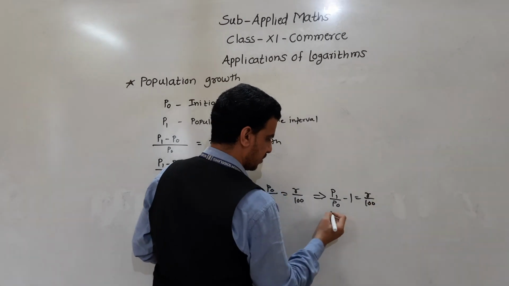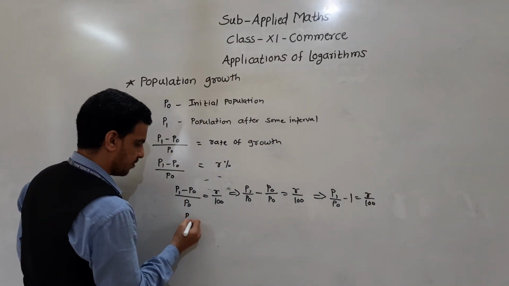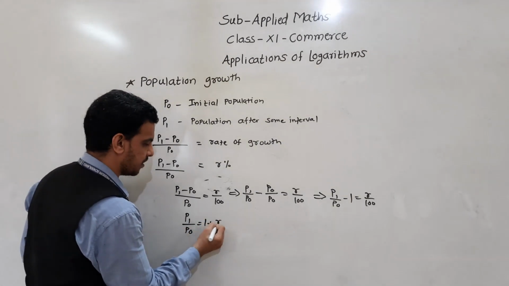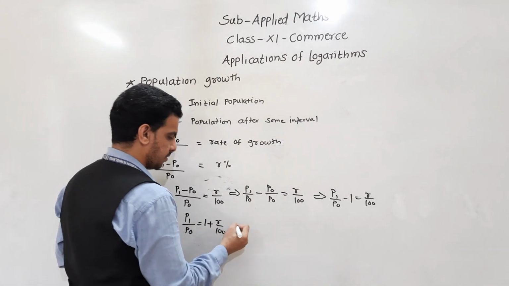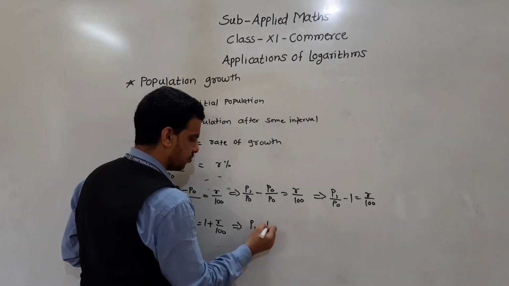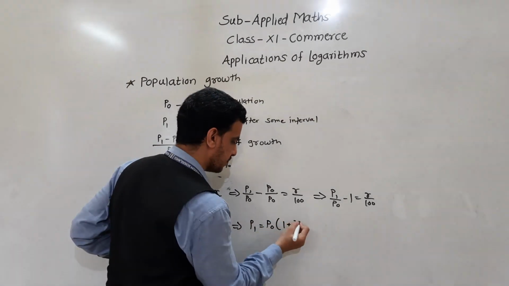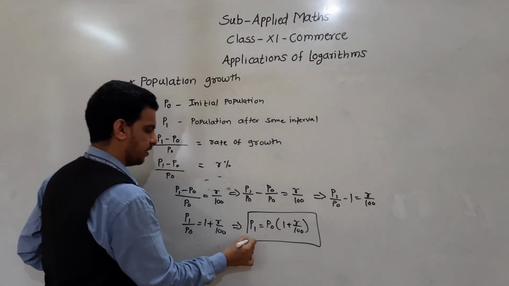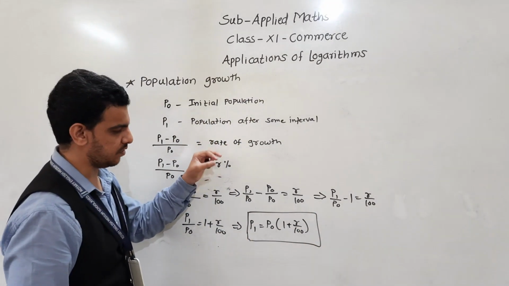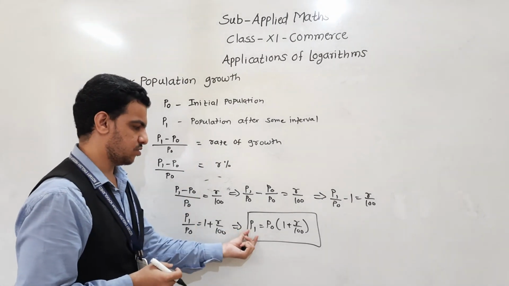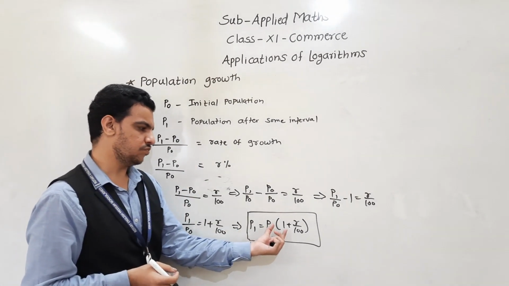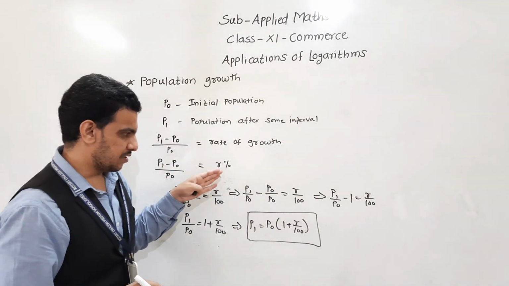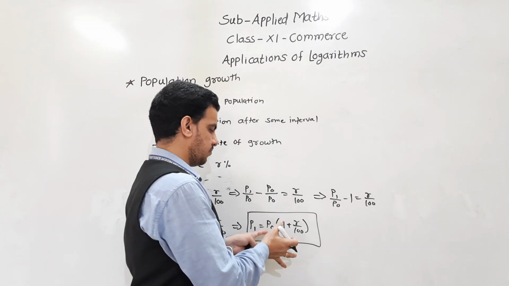So minus 1 shifts there. So P1 upon P0 is equal to 1 plus R by 100. Now multiply by P0. So P1 is equal to P0 into (1 plus R by 100). Okay, so how we find the population after some interval or after 1 unit, suppose, that is P1 is equal to P0 into (1 plus R by 100). Okay, so this is the formula.